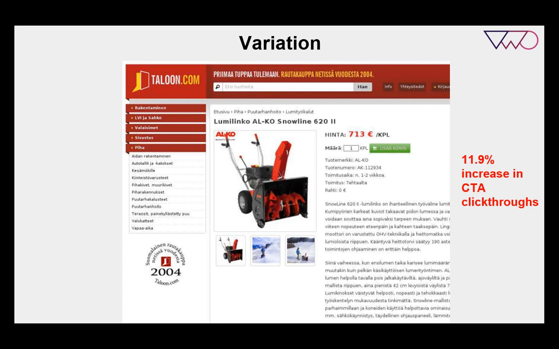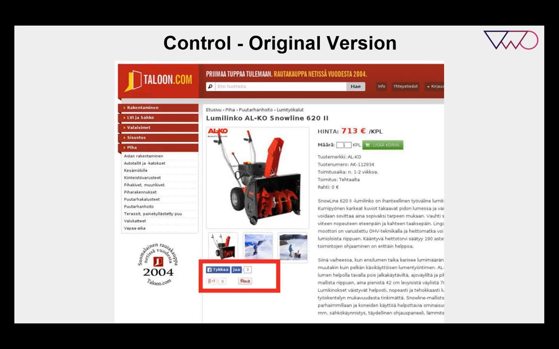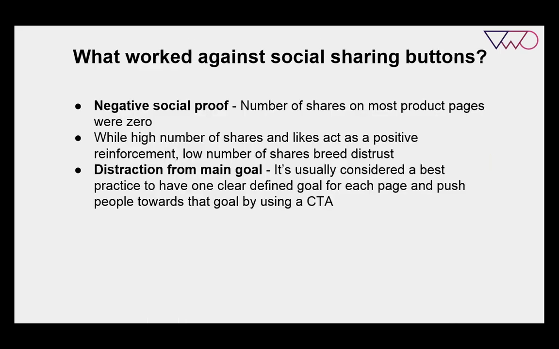Now, the learning which Talun.com got from social sharing buttons from this test was that there was actually negative social proof. On most of the product pages, the number of shares was 0. As you can see in the original, the number of shares in Google Plus was 0, in Facebook it was 0. So this is something called negative social proof.